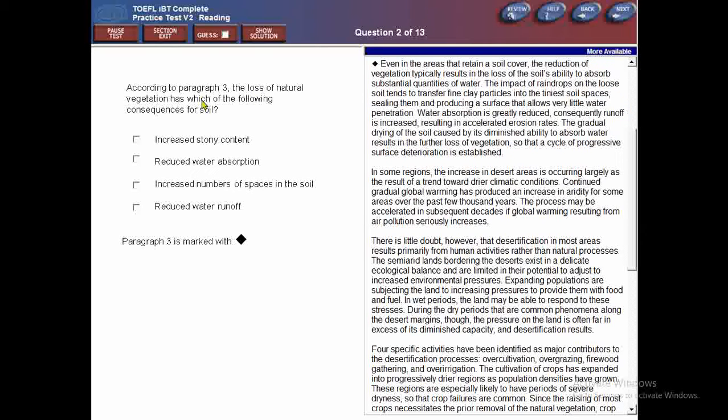So here are the consequences for soil of the loss of natural vegetation. The gradual drying of soil, and the reduced ability to absorb water, results in further loss of vegetation. That cycle of progressive deterioration is basically it. Increased stony content may not be implied or explicitly stated here.